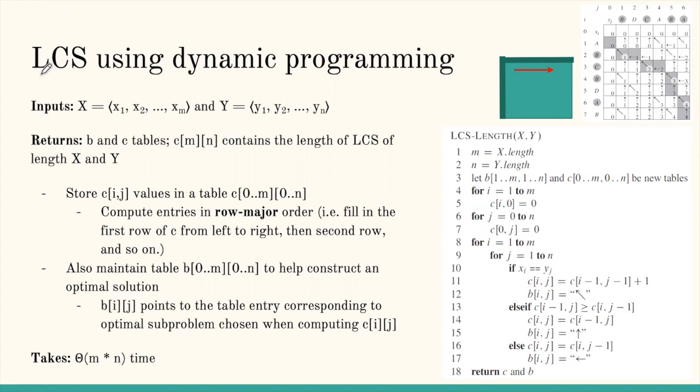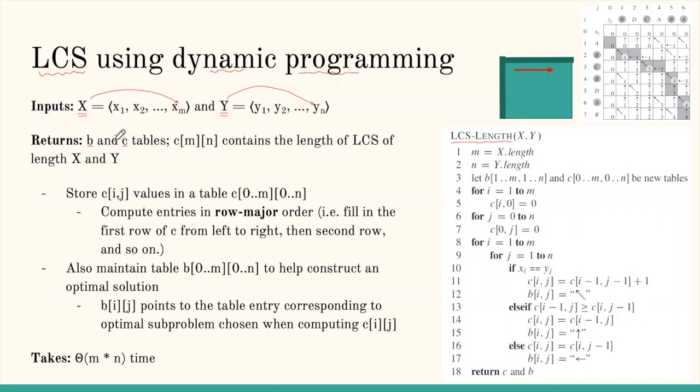Next, let us see how the LCS problem can be solved using dynamic programming. So our input to the LCS problem is two sequences, x and y. X is of length m and y is of length n. And what we would like to do is write the algorithm LCS length that returns two tables, B and C.